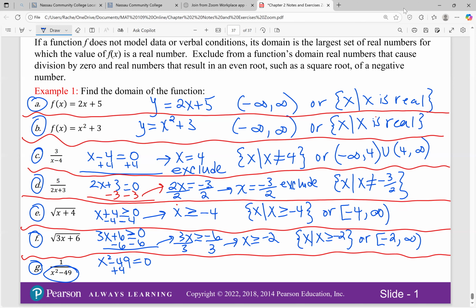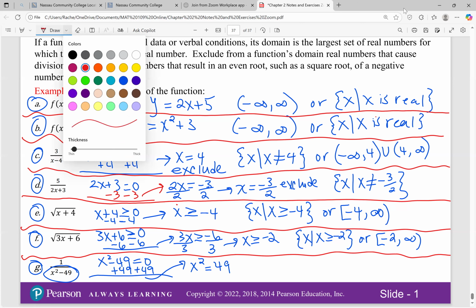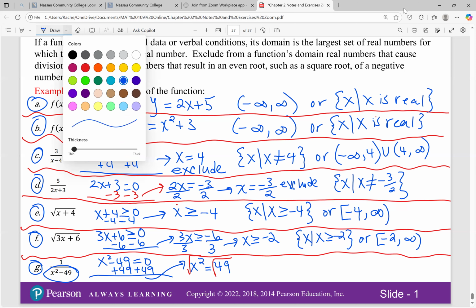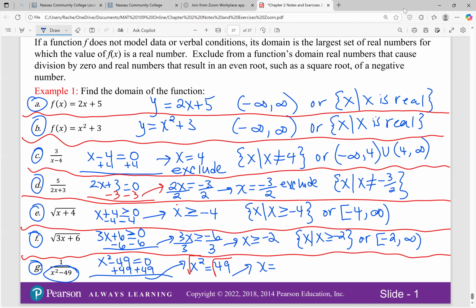So if we add 49 to each side, so we set the expression equal to 0, right? We're going to get x squared equals 49. And let's use our square root property, which we learned previously, right? Square root of both sides. So that's going to give me x is equal to plus or minus 7, right? We have two roots, positive and -7. So if x is either positive or -7, my denominator is going to be equal to 0, right?